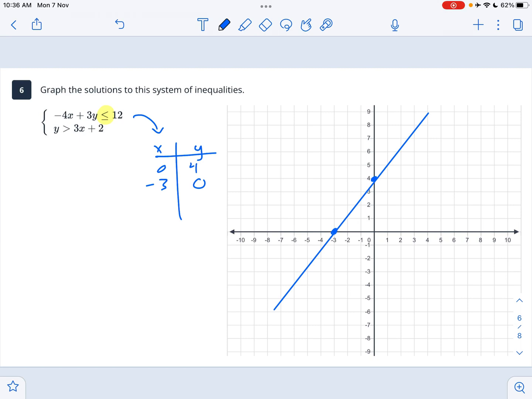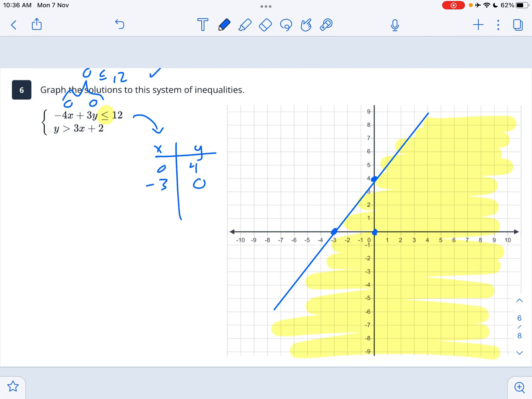And let's test, does 0, 0 work? Well, if I put 0 in for each of these terms, it's going to become 0 plus 0, and all of that would be 0. Is 0 less than or equal to 12? It is. So 0, 0 is a solution. So that means I'm going to shade everything to the right of that line. Okay. How about the other line?